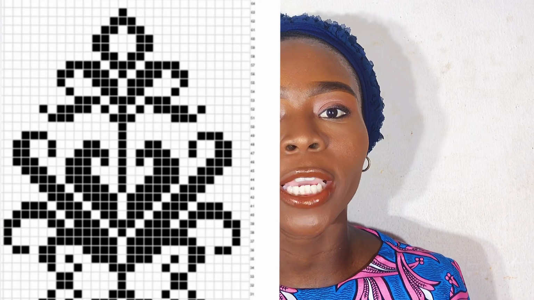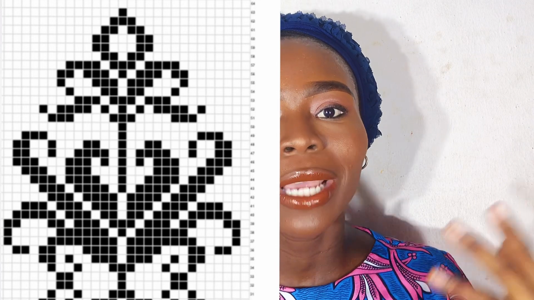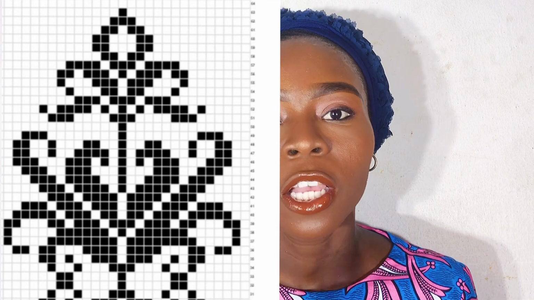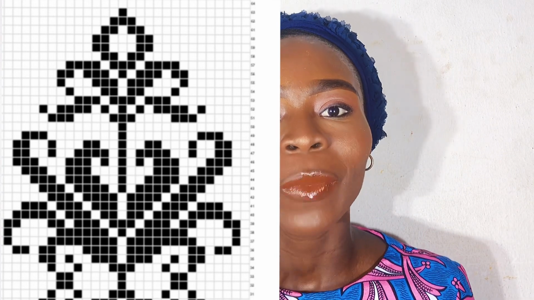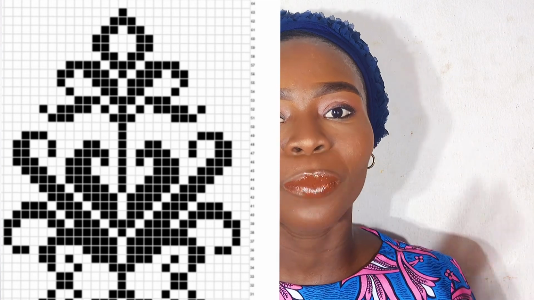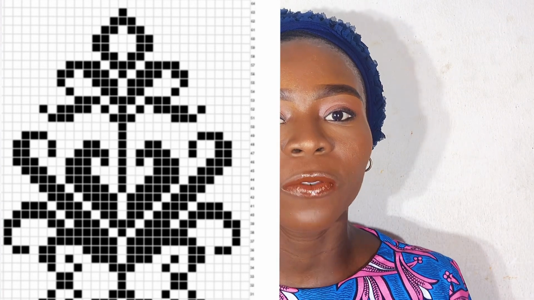So I knew that I wanted to use the filet crochet technique, and the crochet chart as well let me know which squares should be open and which squares should be solid. So if you notice the crochet chart, some of them are white, and some blocks in the chart are black. You would also notice that the black squares are the ones forming the pattern.